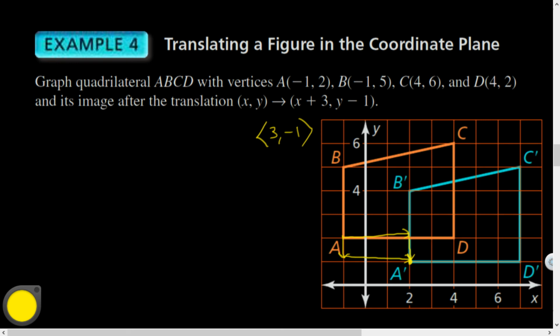Now the fact that my image and pre-image are congruent after the transformation took place, we actually have a special word for that.